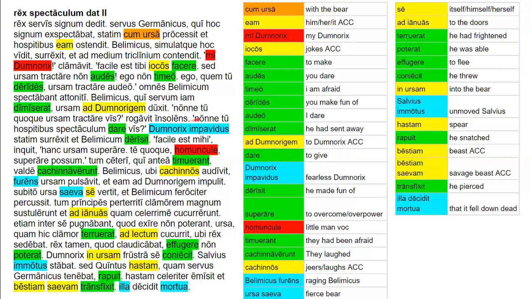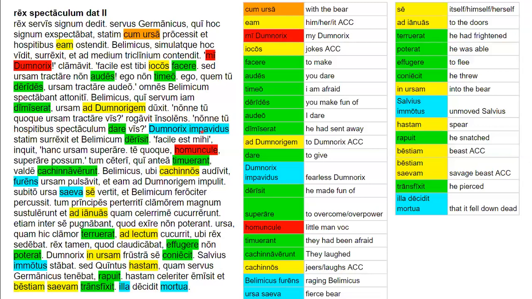Rogavit insolens, nonne tu hospitibus spectaculum dare vis? So he asked arrogantly, perfect tense verb plus another participle right there. It's a verbal adjective, right? So insolens means arrogantly. Nonne, so another expectation of a yes answer. So surely you want to give a show to the guests, right? So main verb, complementary infinitive, direct object, dative of interest or reference, and tu is the subject, personal pronoun.